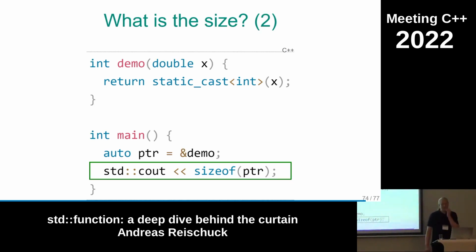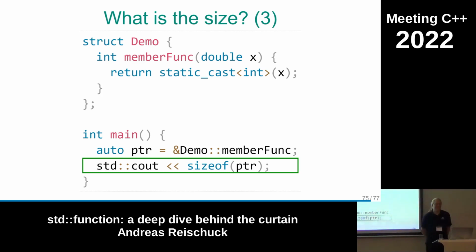Next, same question. How big is that? Good question. Can you be more specific, even without knowing the platform? 4 or 8 bytes, depending on the platform. It's just the size of the void pointer. It's just the pointer size, and it's 4 on 32-bit and 8 on 64. Correct.